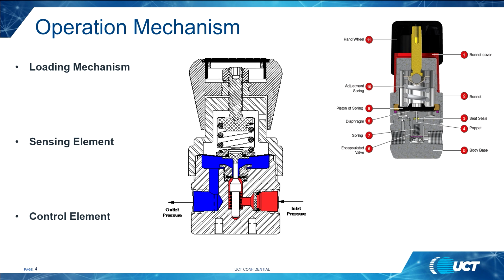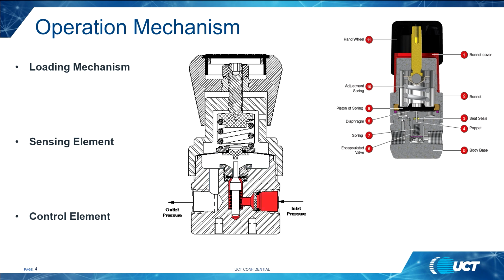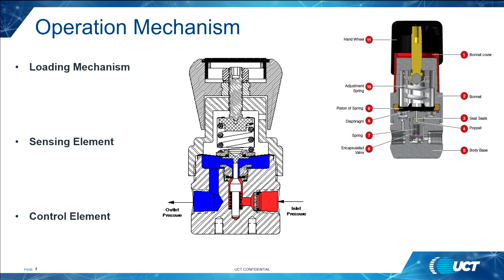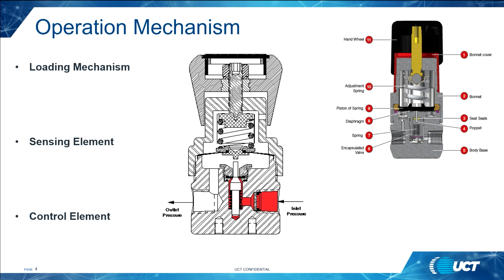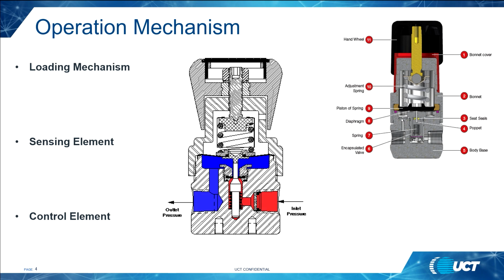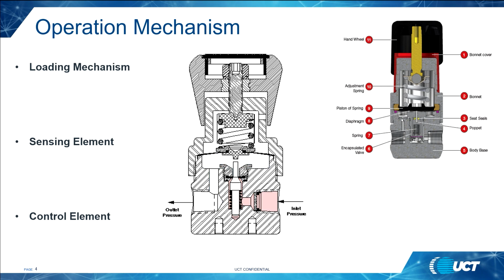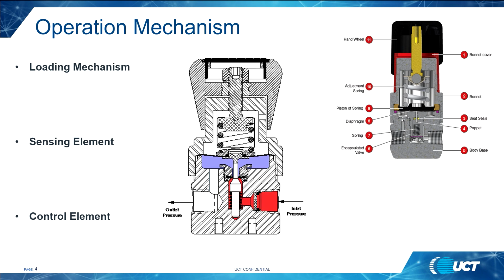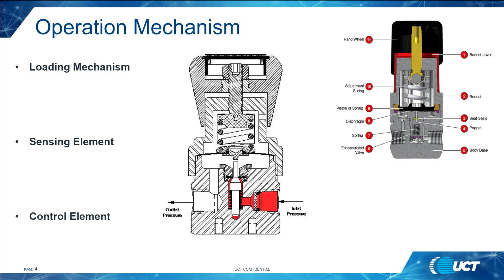On the lower part of the regulator, there is a control element. The unbalanced control element has only one sealing point, which is the cone-shaped area of the valve. The unbalanced control element has a negative effect called the supply pressure effect, or decaying inlet characteristic.